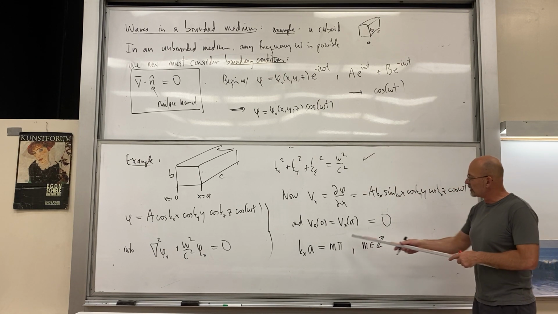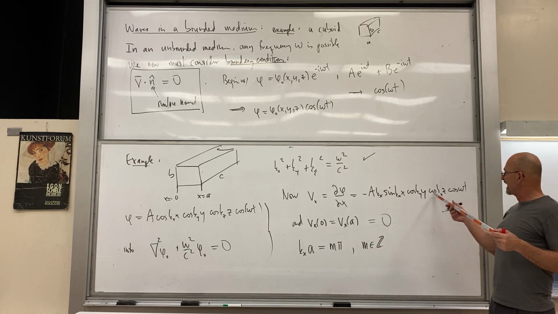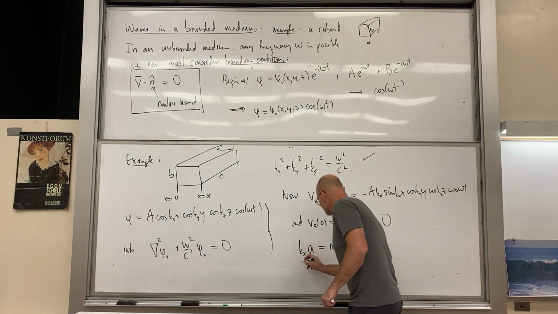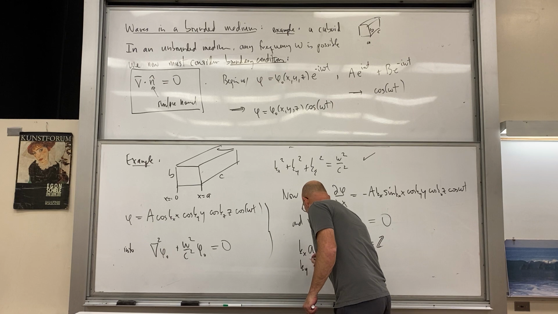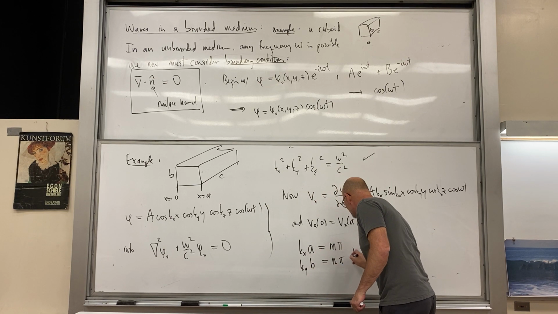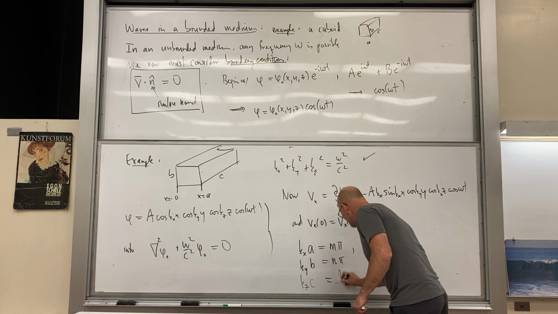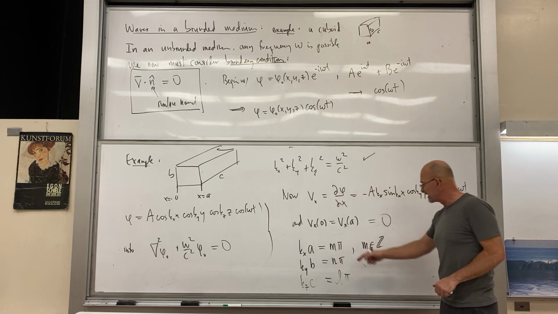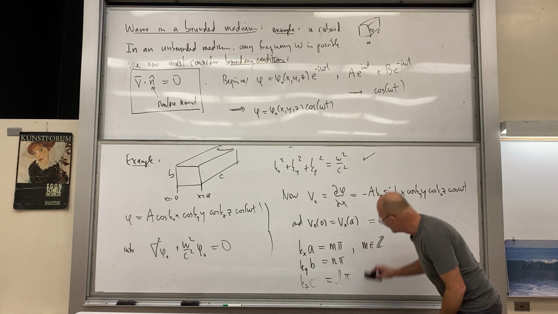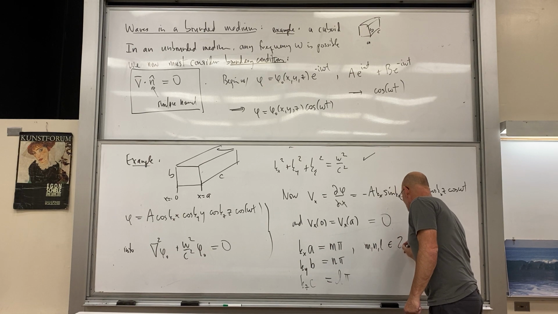And the same argument is going to hold true for ky and b, kz and c. So we have ky b is equal to n times pi, kz times c is equal to l times pi, and n and l are also integers. I'll just put them all together: m, n, and l are all integers.